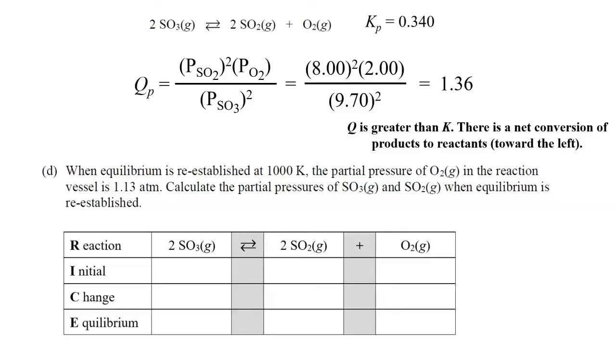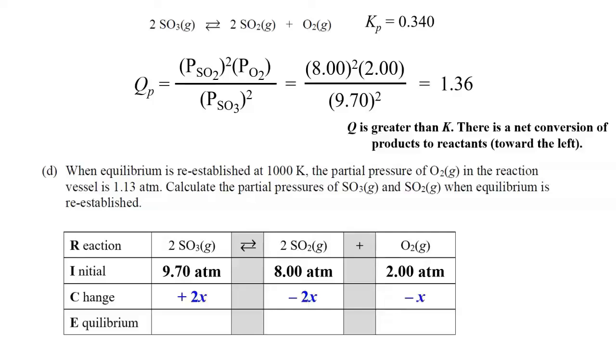So SO3, which is the reactant, is still 9.70 atmospheres. That wasn't changed. The SO2 was increased to a value of 8 atmospheres. So that was the stress, that was the disturbance, that was the change. And O2 is 2 atmospheres. But here comes the shift from right to left. There's a net conversion from products to reactants. That's going to cause SO3 to increase, and it's going to cause SO2 and O2 to decrease.